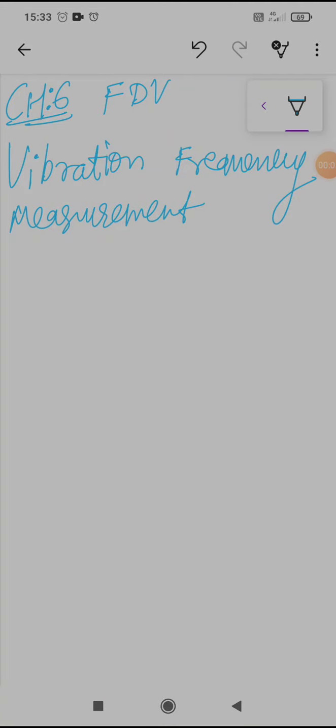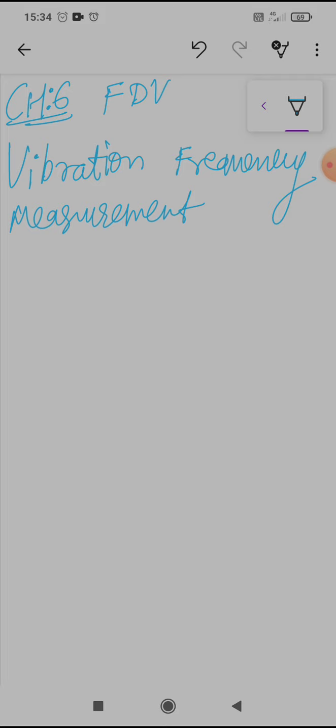Hey guys, so in the last lecture we have seen a few examples. So in today's lecture we will see how the vibration frequency is measured with the help of some devices. In real life, how do we measure the vibration? And this is the last topic of this chapter.